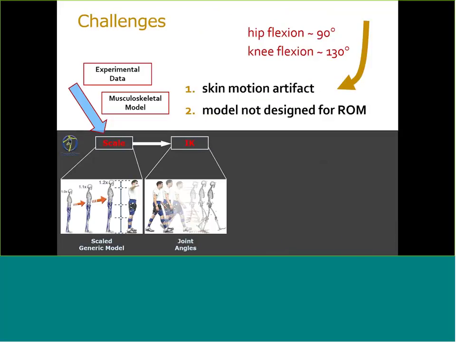Now, at the very first step, before we even get to dynamics, we ran into some challenges. During pedaling, the hip flexes to about 90 degrees, and the knee flexes as much as 130 degrees. And at these joint angles, our marker data showed some significant skin motion artifact. Also, Rajagopal's model has been shown to work really well for walking, but it was never designed to operate over these ranges of motion. So we can't scale the model to our subject or solve for the joint angles until we've dealt with these challenges.